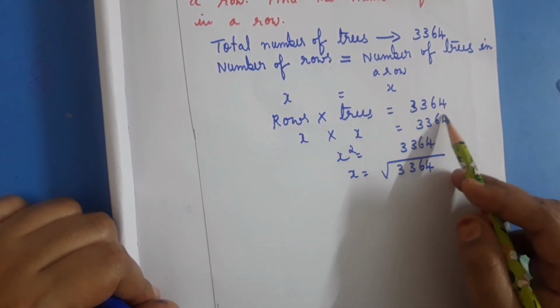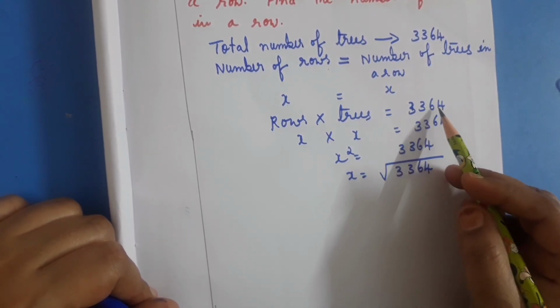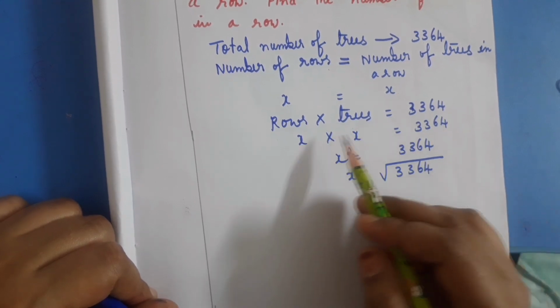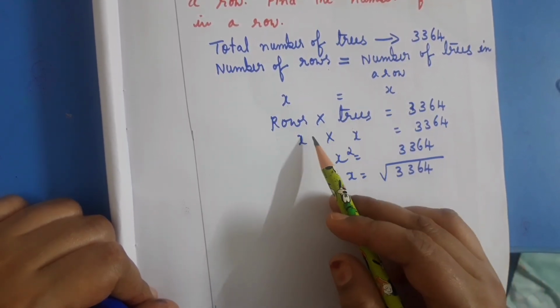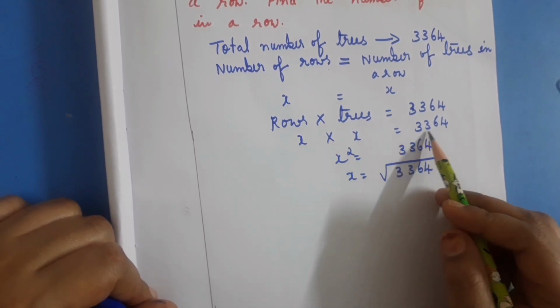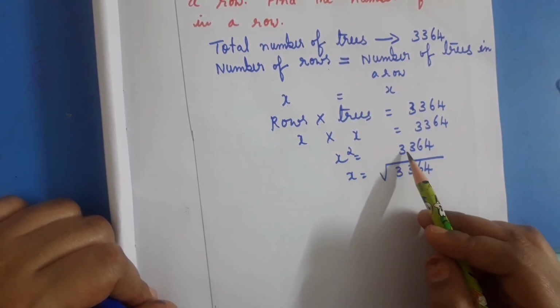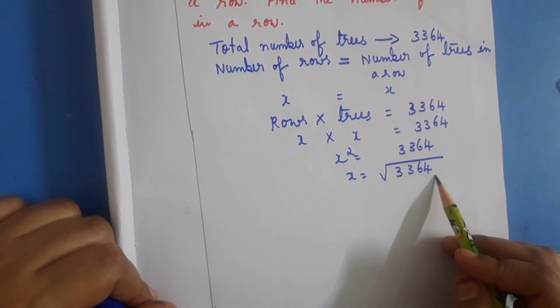So the total trees in the garden is 3364. So rows into trees is 3364. Both are the same value. If here it is 5, then here also 5. For example, x into x equals 3364. So x into x is x square, which is equal to 3364. x equals the square root of 3364.